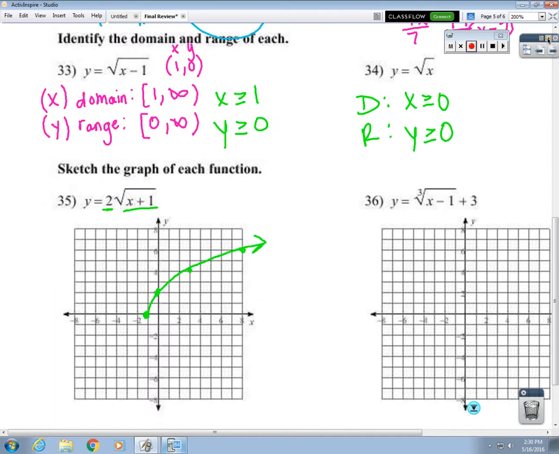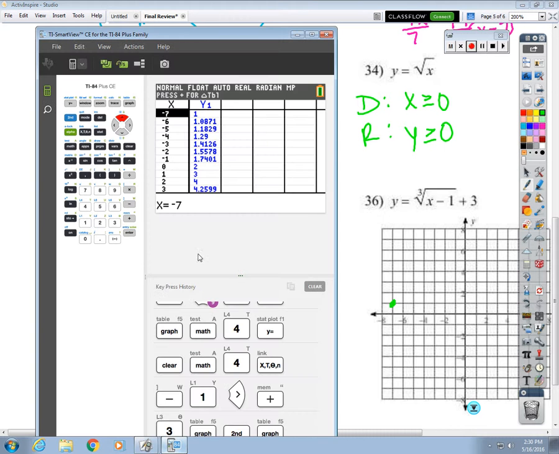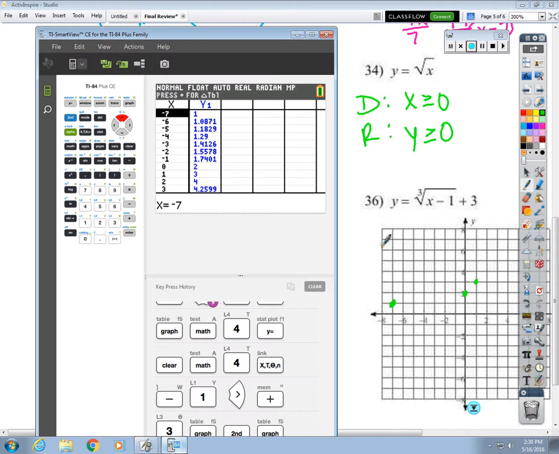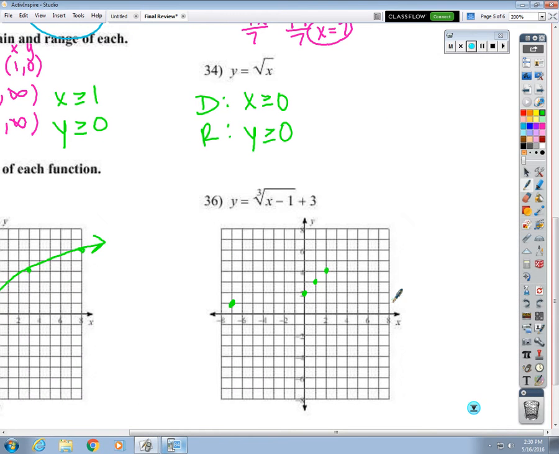-7, +1. Then 0, 2, 1, 3. 2, 4. And then, where's the last one? A good one? 9, 5, or 9, 5 is it? Okay, so, oops, missed it a little.